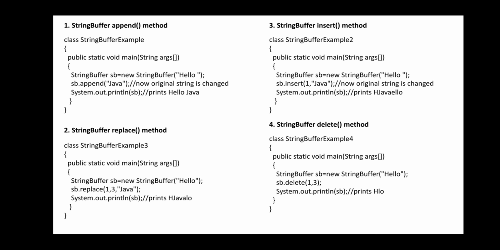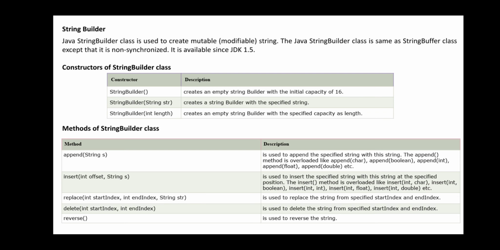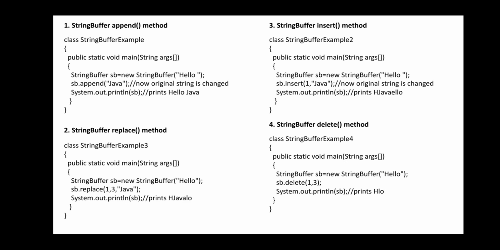So sb has hello, then sb.insert at the first position Java. The first position is where E is here. At that position you are going to insert the Java: H Java ELLO. So you are going to have it this way. This is nothing but called insertion. If I wanted to delete the characters, the number of characters 1, 2, 3, it will be deleting EL. Directly it is going to be deleted. So this is how we define the delete operation.